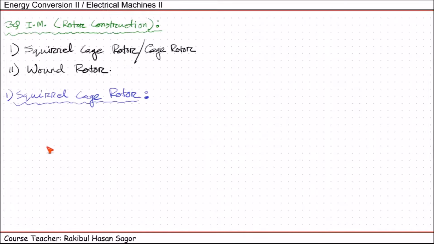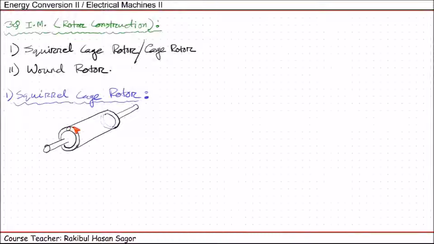as the name suggests, the construction looks like a squirrel cage type. So we'll have a shaft here. In both sides there is a shaft on which this squirrel cage rotor is situated. These are end rings and they are shorted. They are connected by some iron bars.